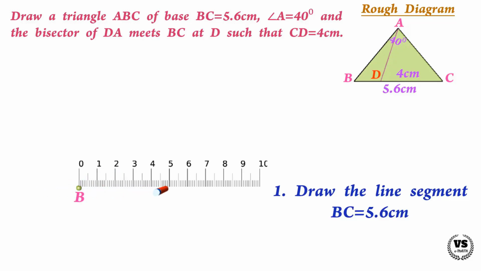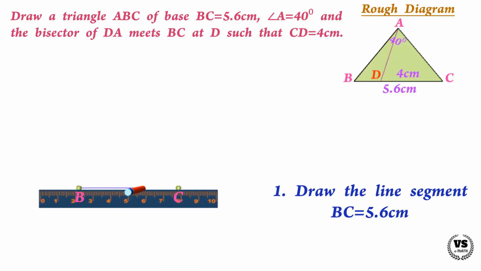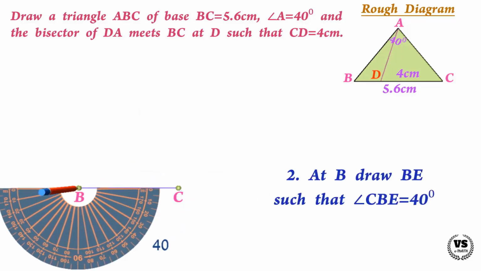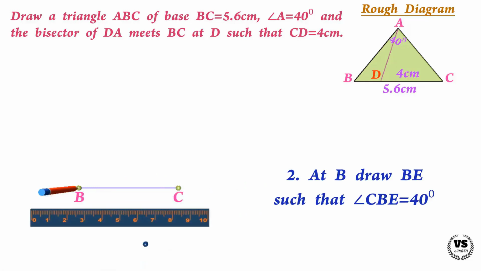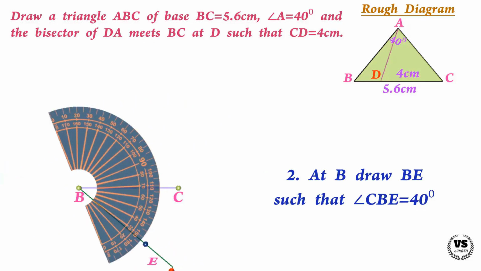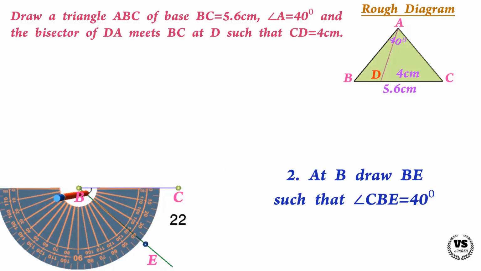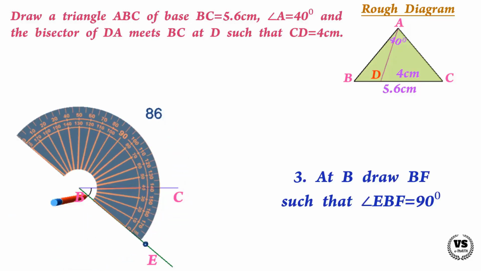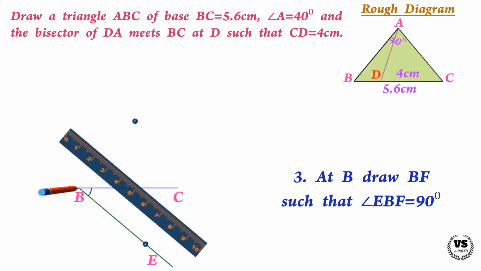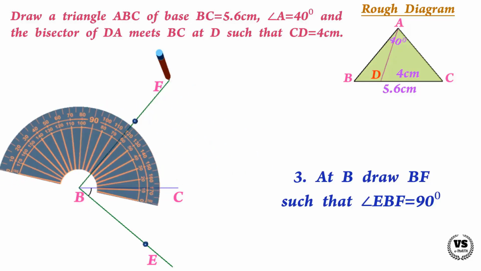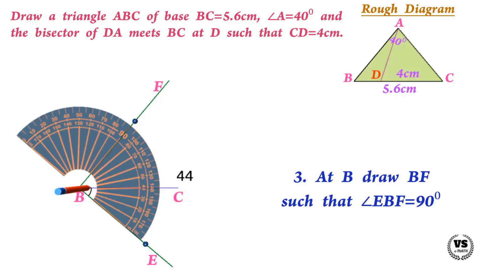Let's draw the chord. Next, taking the vertical angle, draw the tangent. Then draw the radius by making an angle of 90 degrees on the tangent. Next, we draw the perpendicular bisector of the base to find the center.